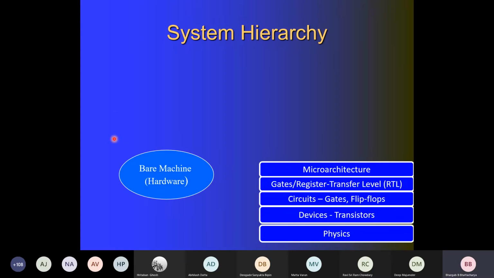So let us look into the overall system hierarchy once again. On the left, you see the bare machine or the hardware. This is a collection of gates, as we said, right? So it is circuits, gates, and flip-flops. But beyond that, you have the transistors, and beyond that, you have physics essentially, how the transistors behave and so on. You may not need to study all of them, but this shows the overall hierarchy from the bottom up. So from physics to transistors to gates to register transfer level. That means now we have different kinds of registers, and instead of talking in terms of gates and flip-flops, we can talk in terms of registers.